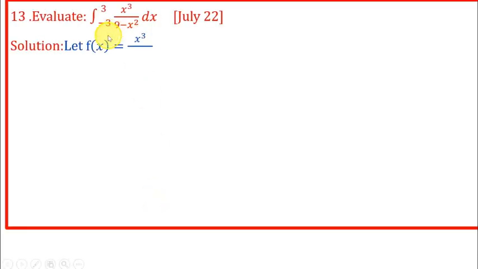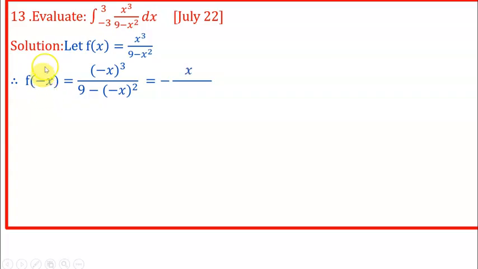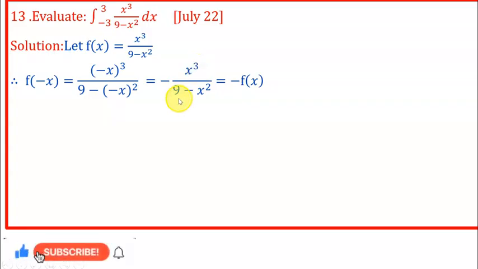Now, next question. Evaluate the integral minus 3 to plus 3 x cube upon 9 minus x square dx. This question was asked in the July 22 examination. f of x is equal to x cube upon 9 minus x square. f of minus x is equal to in bracket minus x cube upon 9 minus in bracket minus x square. Here x is replaced by minus x. Minus x cube is minus x cube upon 9 minus x square, and this is nothing but minus f of x.